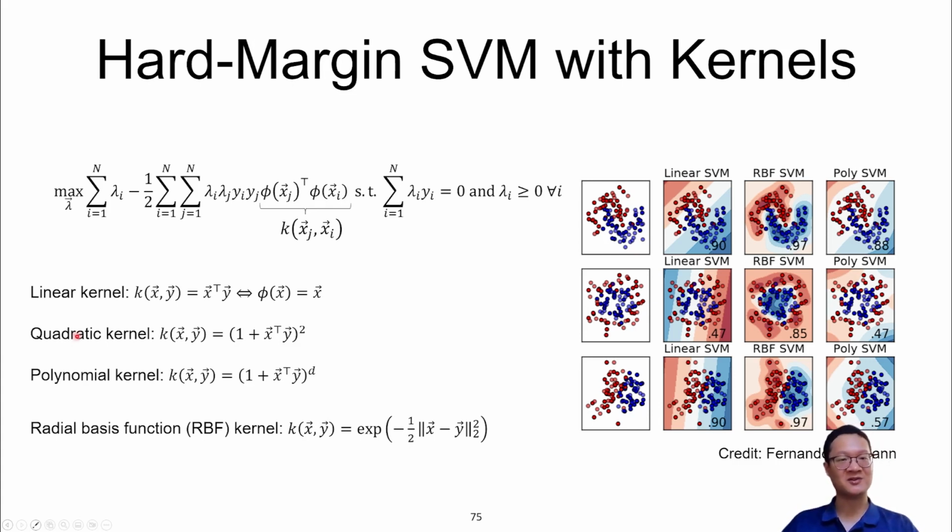And some of the most popular kernels are the linear kernel, which corresponds to simply the raw data points being the features themselves. We talked about the quadratic kernel and also the polynomial kernel, which correspond to quadratic features and polynomial features. We also looked at the example of the radial basis function kernel, where the kernel is easy to compute, but it turned out that the corresponding features were actually infinite dimensional.